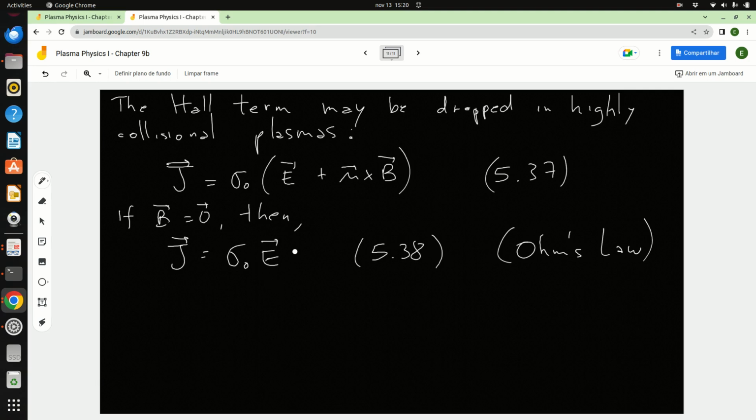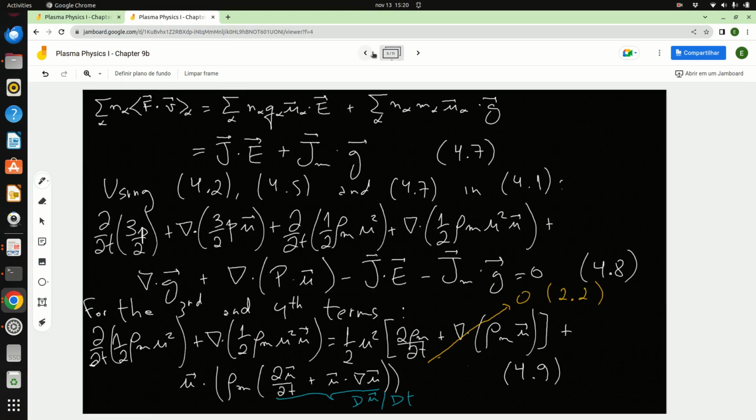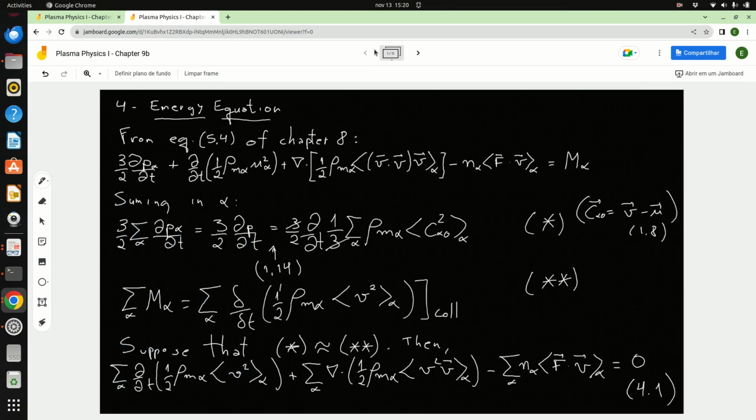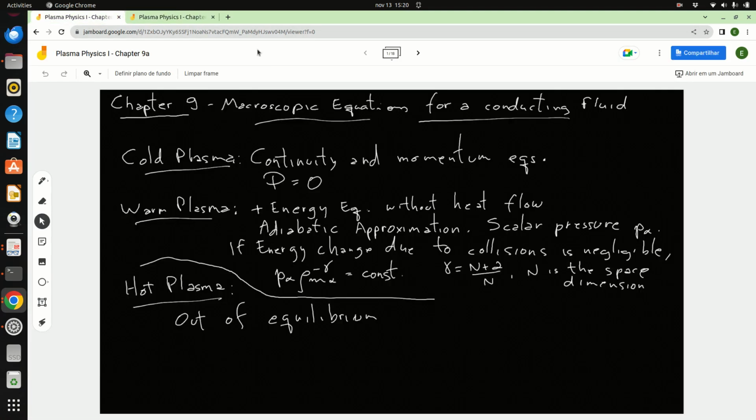And from here we can think about a set of simplified MHD equations. Simplified MHD. Which equations will we use? Let me see, we have 2.3, where is 2.3? Let me find them. 2.3. No, it's in this previous class.